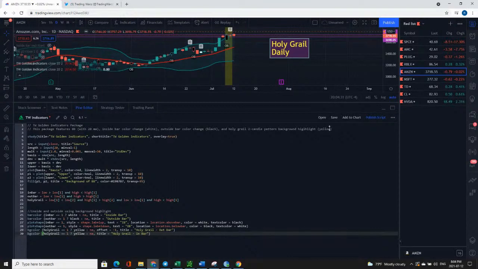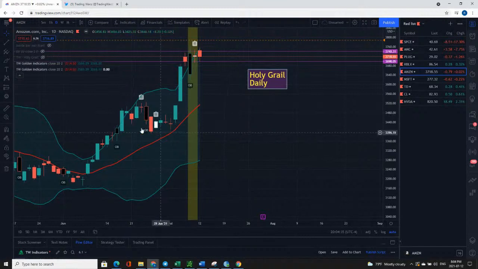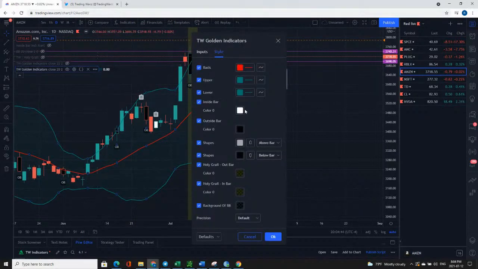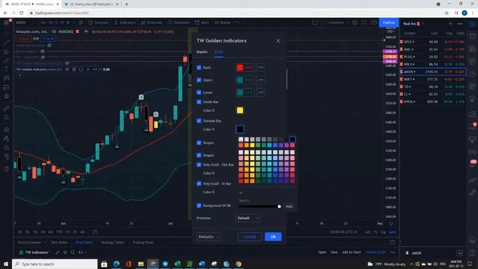Now look at this beauty right here. I'm so excited for this beauty right here. Now this one has the writing, outside bar and inside bar. So let me get rid of the first one, and then let me just add my colors that I like. You can use any colors that you want, just whatever you want. So yellow, I'm going to do inside. Outside, I'm going to do white.